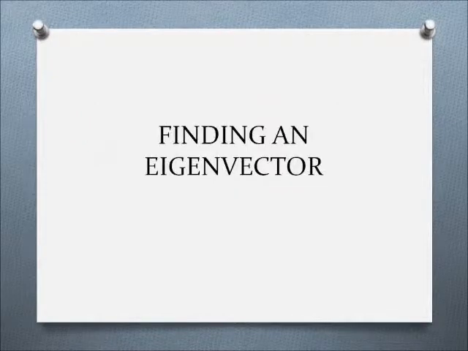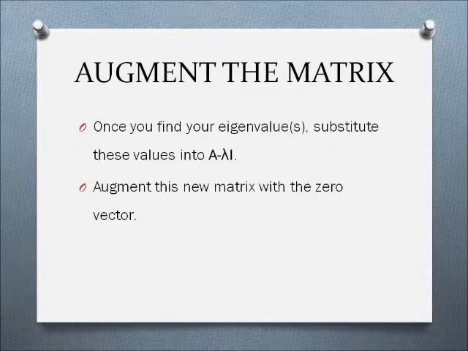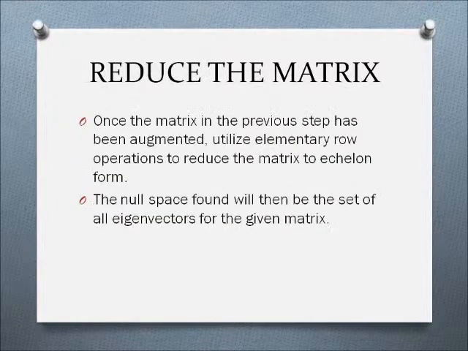Now once you have your eigenvalues, we can move forward into finding an eigenvector. So in order to find an eigenvector, the first thing you want to do is substitute the eigenvalues you found in the previous steps into A minus lambda I. Now you are then going to augment this new matrix with the 0 vector. Once you've augmented your matrix, you're going to use elementary row operations to reduce the matrix, and the null space that you then find after solving your system of equations will be the set of all eigenvectors for the given matrix.